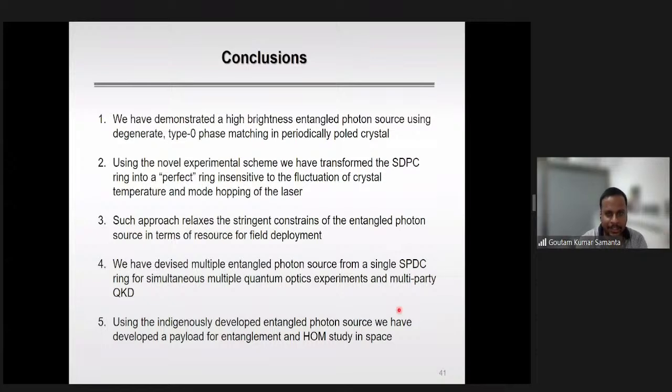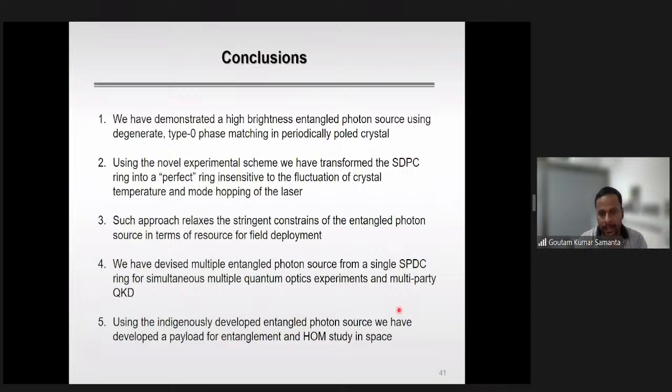Okay, so in conclusion, I think I have just made it in time. I hope I have convinced you that one can use the type 0 phase matching technique in periodically poled crystals to generate a bright entangled photon source, and the constraints of this source can be further relaxed by using a new geometry. That means translating the SPDC ring into a perfect ring, and this approach reduces the requirement of resources for field deployment.